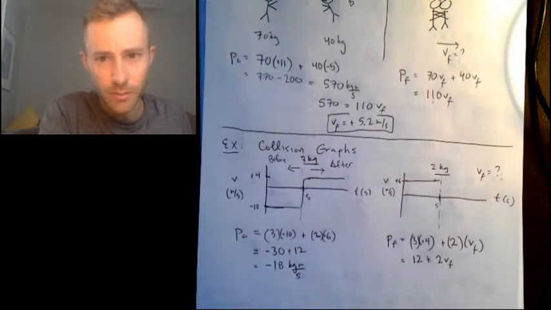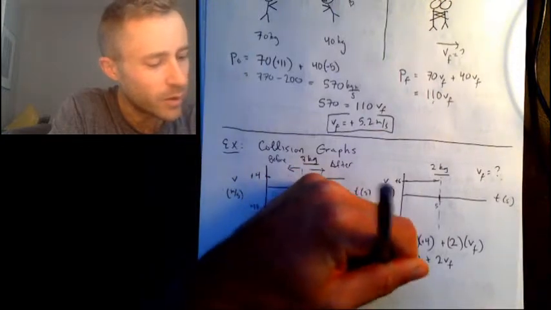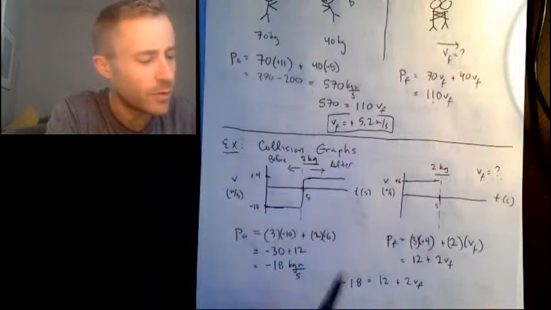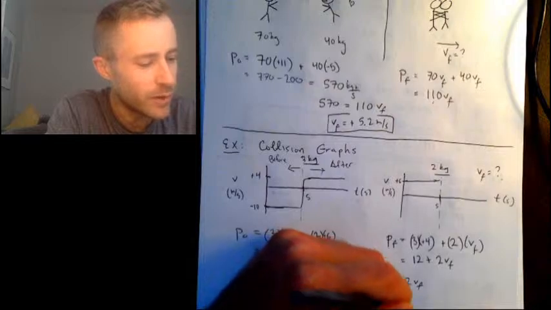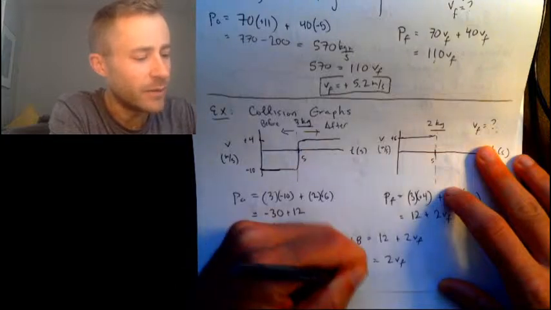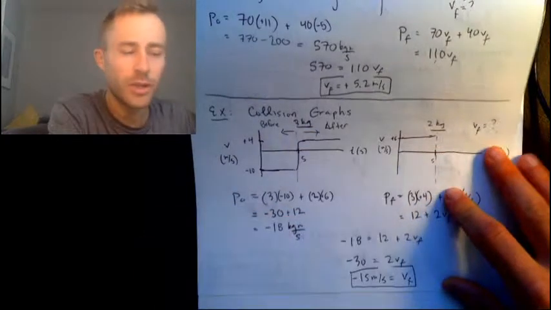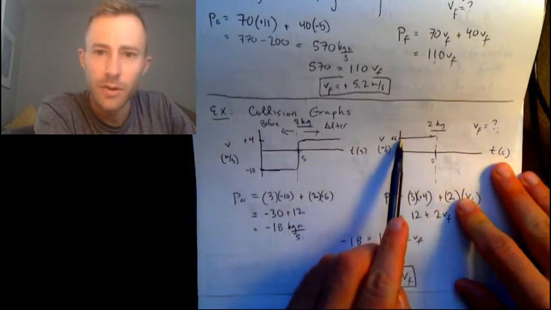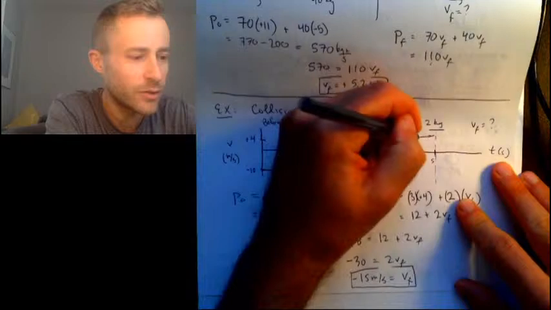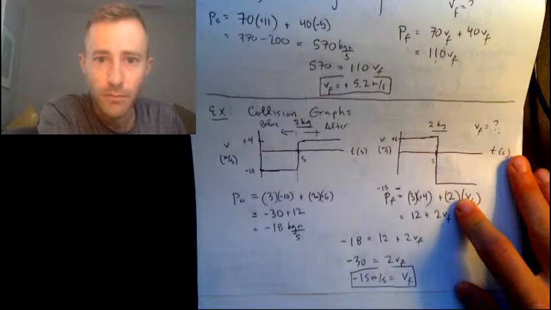Initial momentum is equal to the final momentum. So we have negative 18 equals 12 plus 2 v final. Subtracting the 12 over says negative 30 equals 2 v final. Dividing by 2 gives negative 15 meters per second as v final. So what that means is that this velocity is going to drop down to minus 15, maybe down there somewhere. So the velocity is going to go really abruptly and then sit at negative 15.